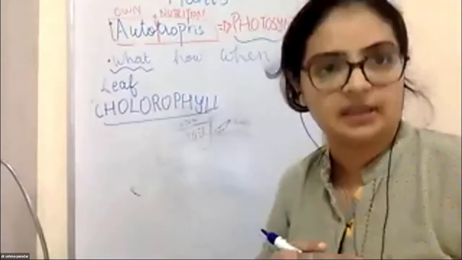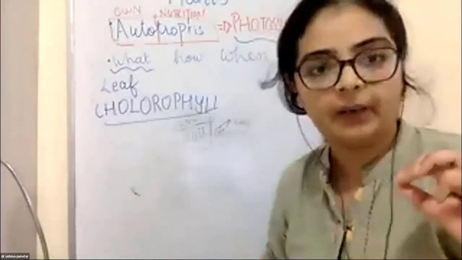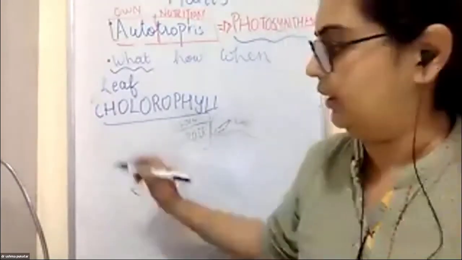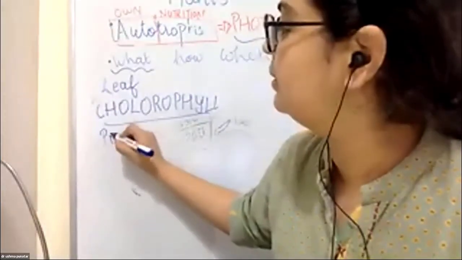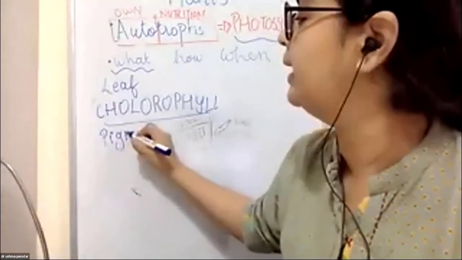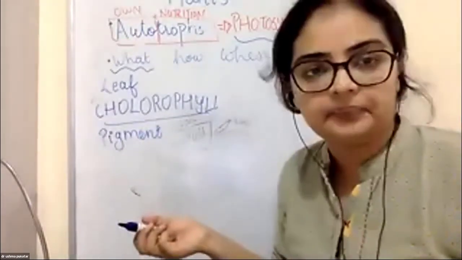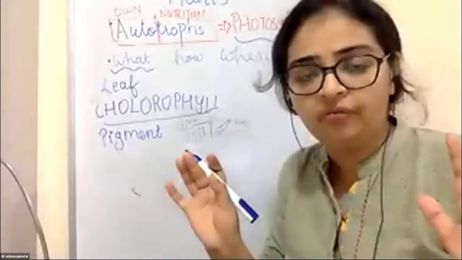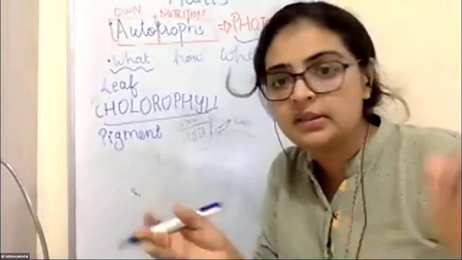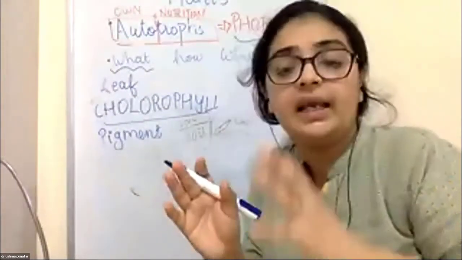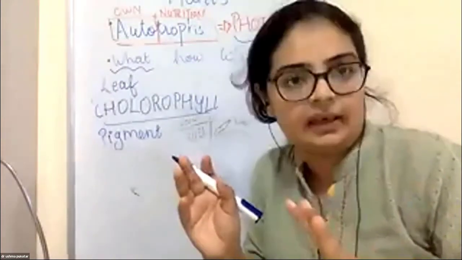So now we come to the right answer. Yes, it's the chlorophyll. Perfect. So what is chlorophyll? Chlorophyll is nothing but a certain pigment. It's a chemical. And why is chlorophyll important? Is chlorophyll the one that is doing photosynthesis? No. The only job of the chlorophyll is to trap the sunlight.